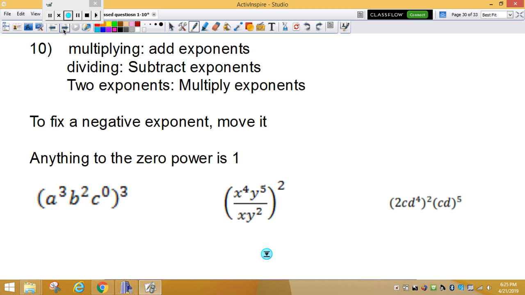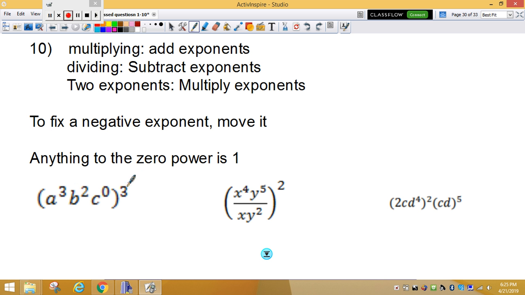Number 10. If you missed number 10, I want you to pause it and write everything down that's on here. Here are your rules. If they're multiplying, you add the exponents. If they're dividing, you subtract them. And if there's 2 exponents, we're going to multiply them. To fix a negative exponent, we move it, and anything to the 0 power is 1.